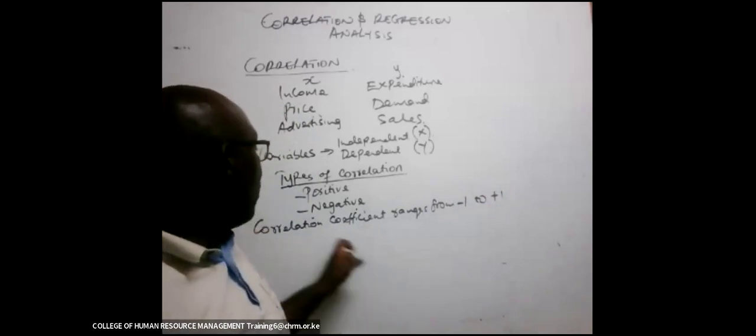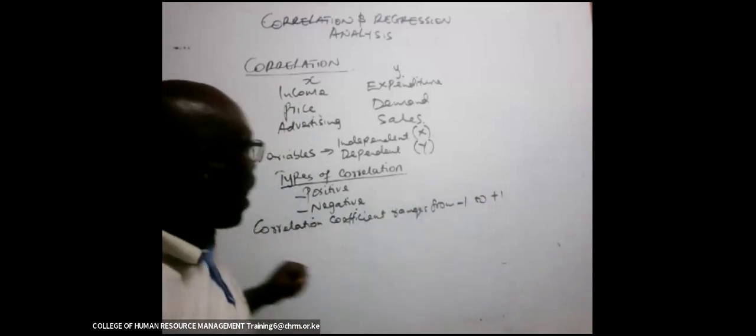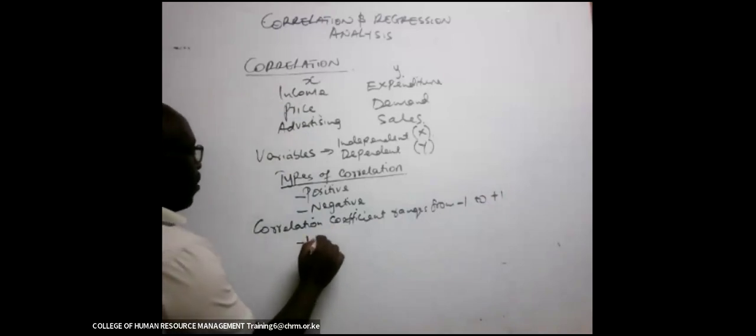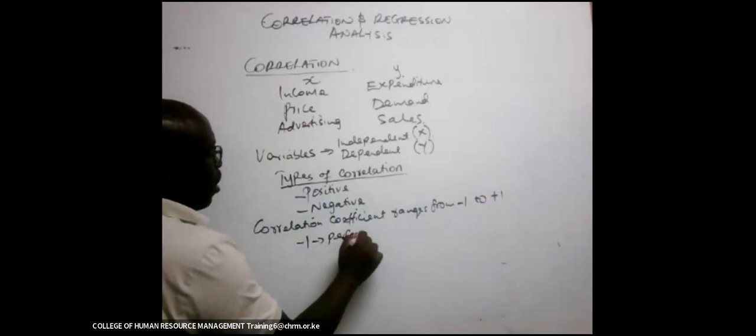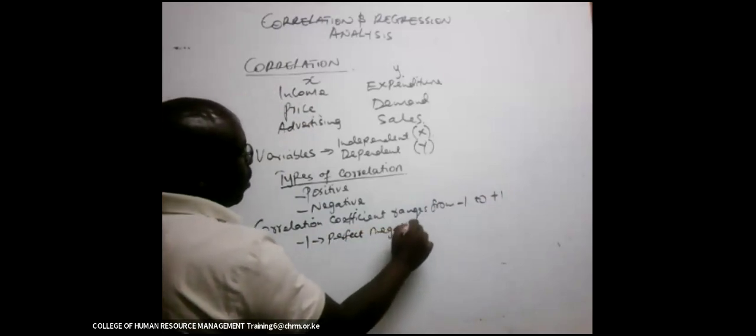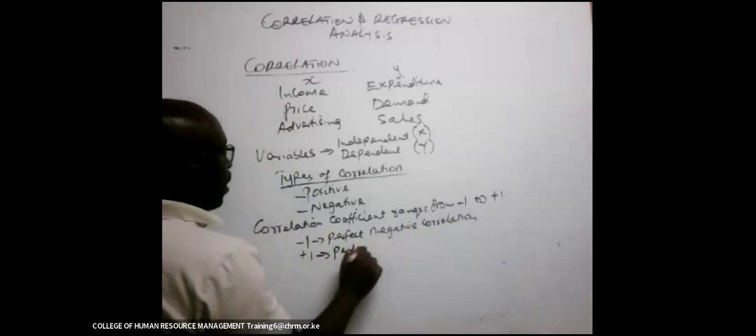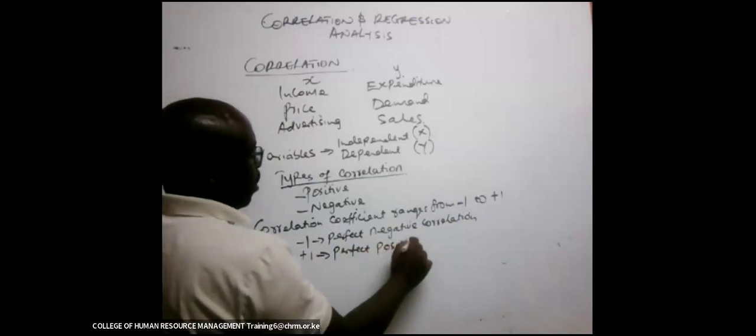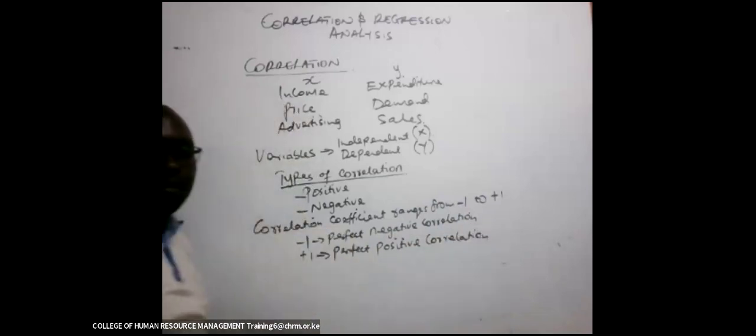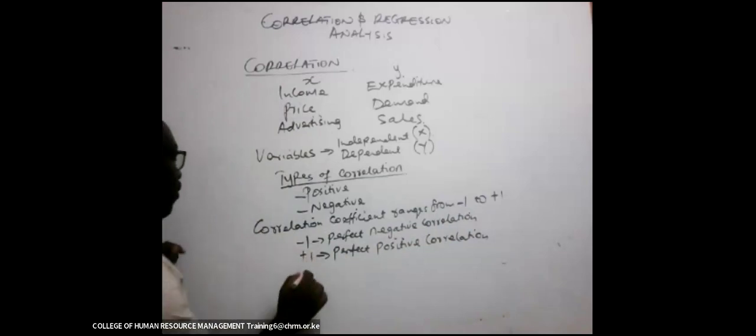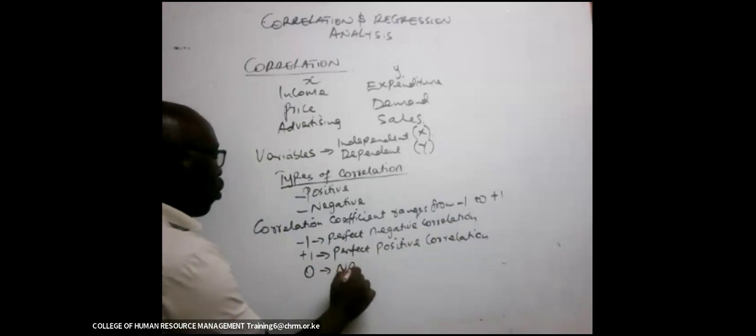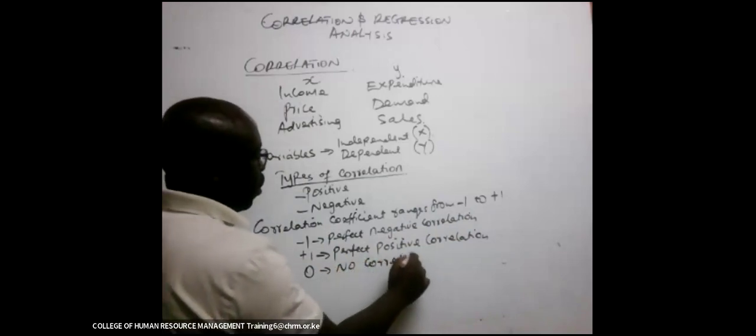That is what we call the correlation coefficient, where -1 simply means perfect negative correlation. +1 means perfect positive correlation. So in between -1 and +1, we have 0. 0 means no correlation.